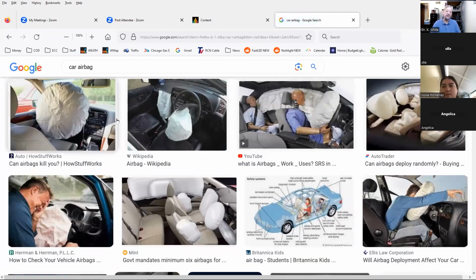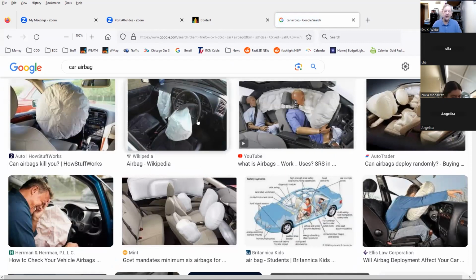And you can see these are deployed. Thank goodness I've never had that. I hope I never do. The only accident I was in, someone rear-ended me and it wasn't super fast and a policeman saw the whole thing. But anyways, these are airbags.